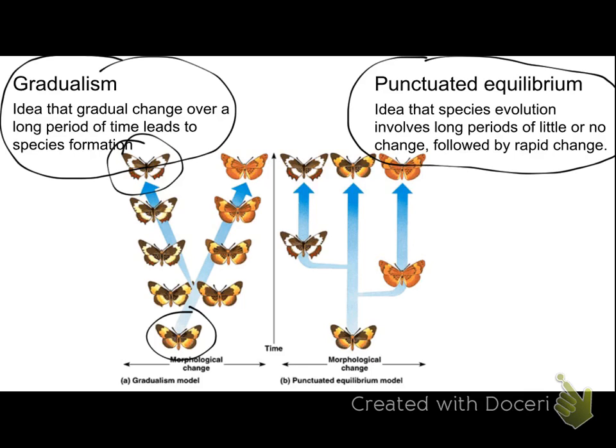Punctuated equilibrium. What does punctuated mean? What is punctuation in English? Like periods and exclamation points and things that end a sentence. Okay. What does equilibrium mean? Equal, staying the same. We've talked about equilibrium in terms of genetic equilibrium. So punctuated equilibrium is this idea that nothing changes, nothing changes, nothing changes, then all of a sudden, boom, we put in an exclamation point. And there's a really rapid change.